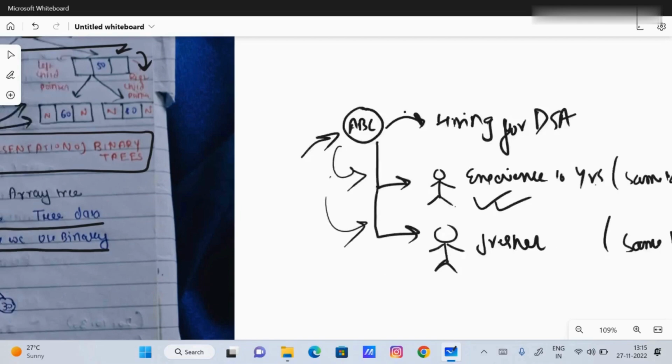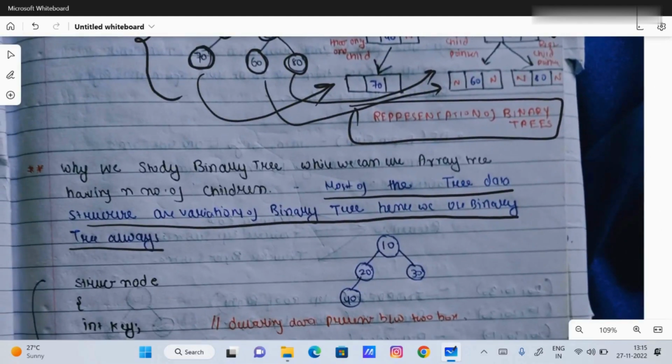The same thing happens here also. We have other types of trees, but we are still using the binary tree. Now you can understand the definition well. Most of the tree data structures are variations of binary tree, hence we can use binary tree always. If we consider all the trees as children of binary tree, we can call binary tree. So we are just studying binary tree in spite of all the other trees.